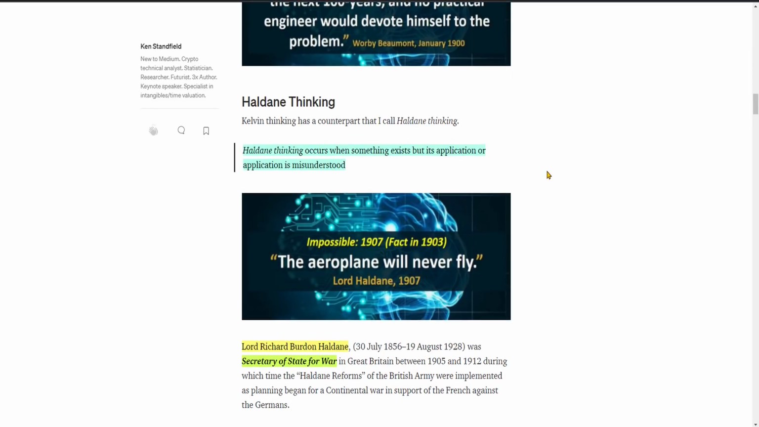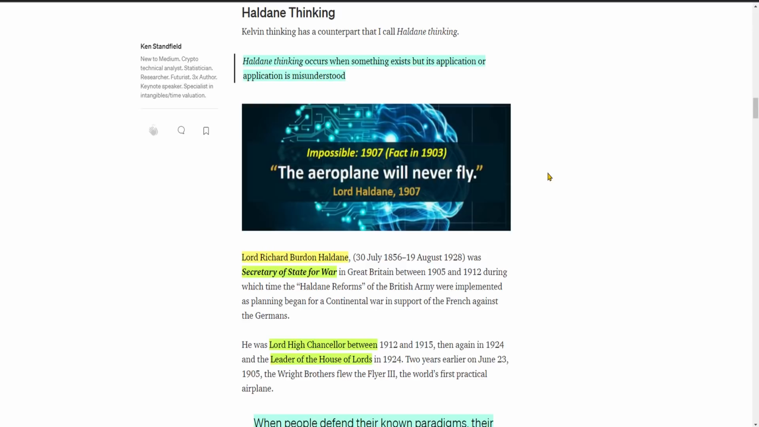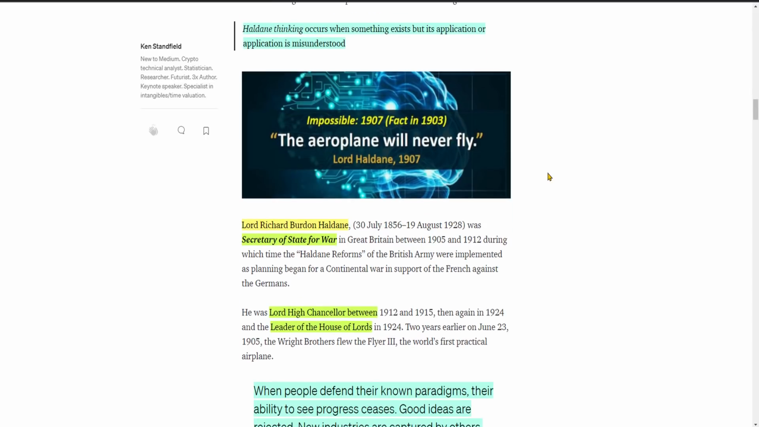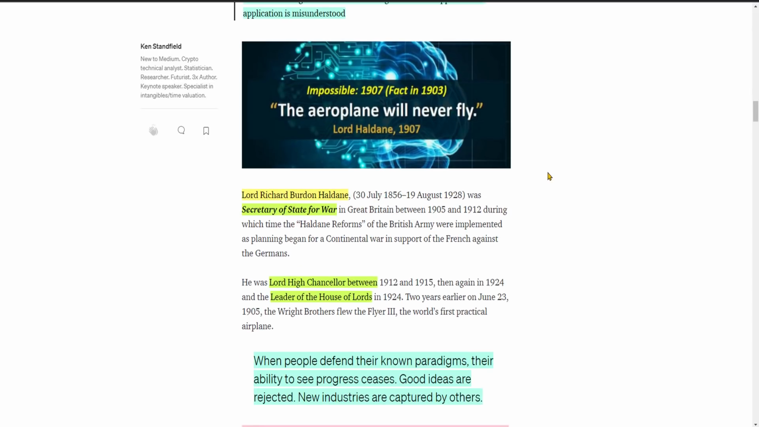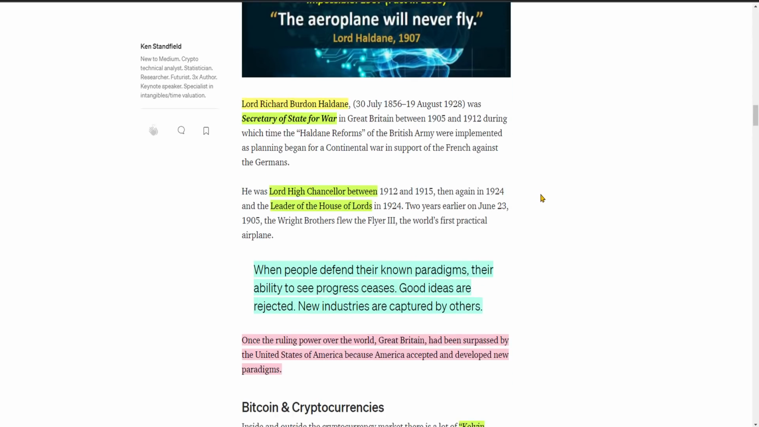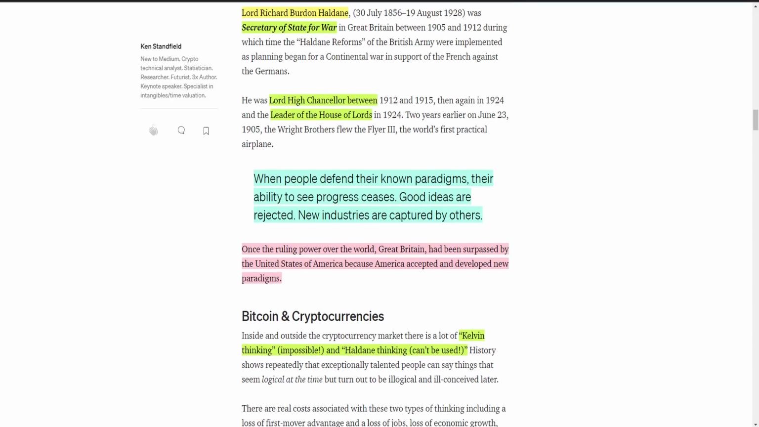Enter Haldane thinking. Haldane thinking is all about an existing thing, but a misunderstanding of how it will be applied. Lord Richard Burton Haldane was Secretary of the State for War in Great Britain. He was Lord High Chancellor and leader of the House of Lords. This guy really was incredibly brilliant. There's a thing called paradigms.